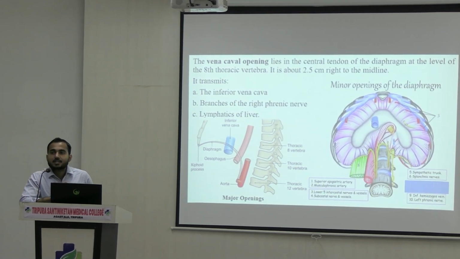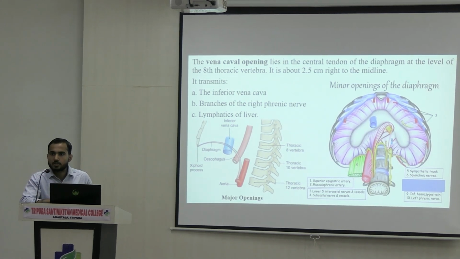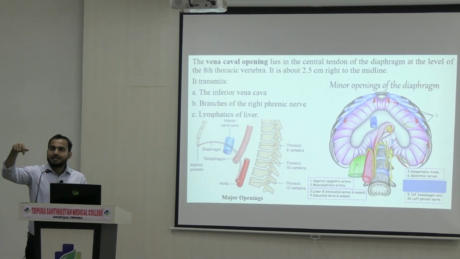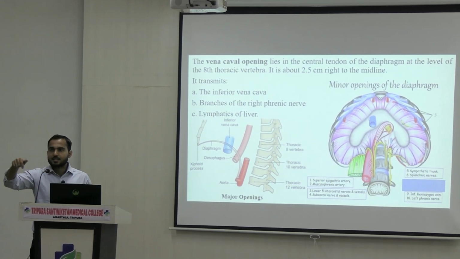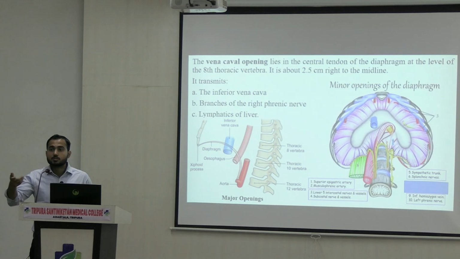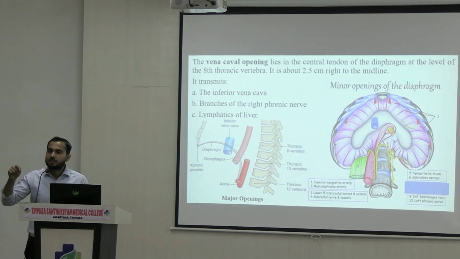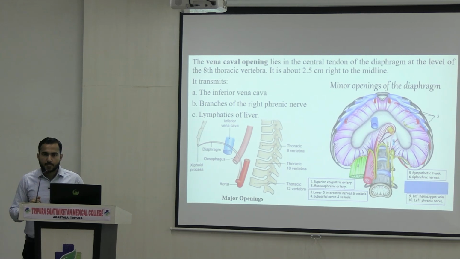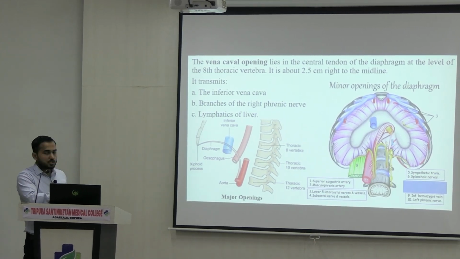In order to understand the minor openings, you have to understand the origin, which we have already discussed. There are certain gaps on the anterior aspect, gaps on the lateral aspect, and gaps on the posterior aspect of the origin, and from those gaps the minor structures pass. Now can anyone tell me which is the anterior aspect and which is the posterior aspect over here?